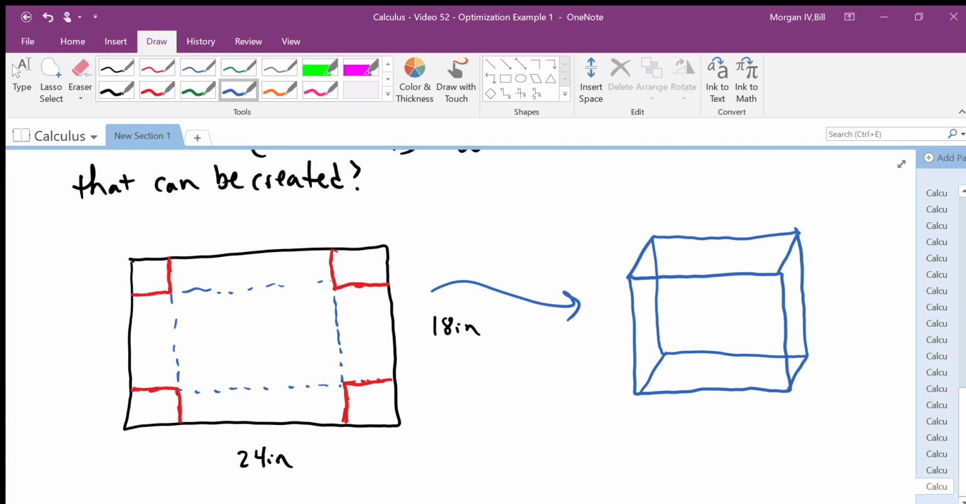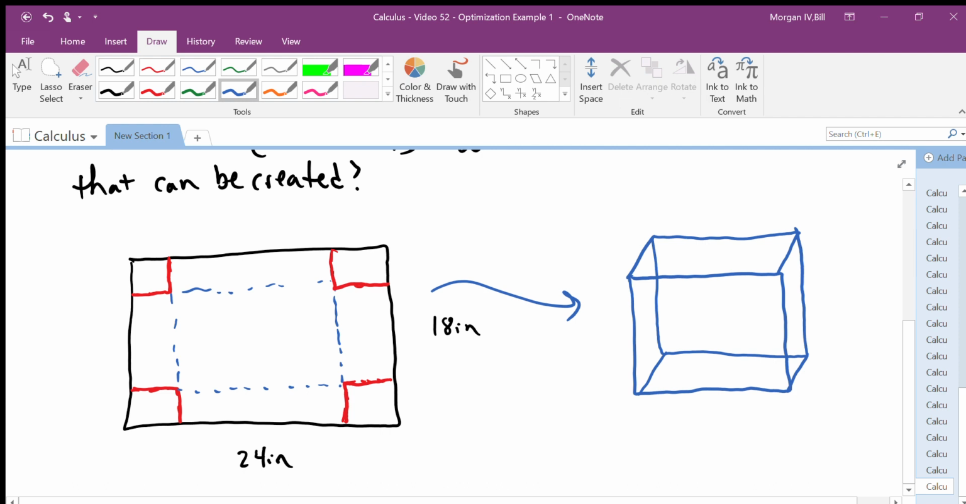Okay, the question is, what is the largest box that I can create like this? All right, what is the most volume that I can fit inside of my box? All right, not a bad idea. If you want to go ahead and think about it, try your own way first and then come back and restart the video and see what we do here.